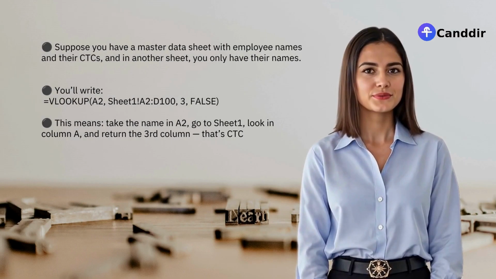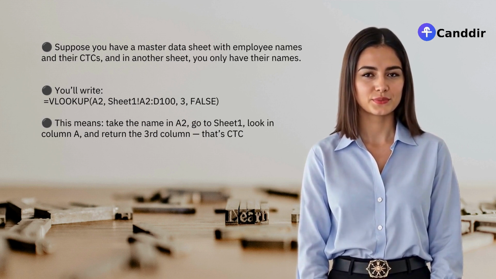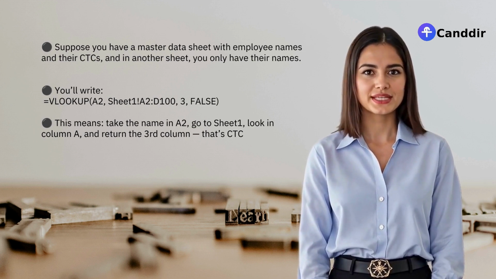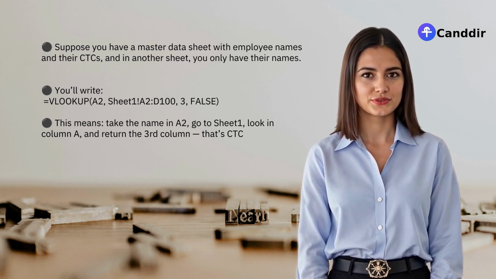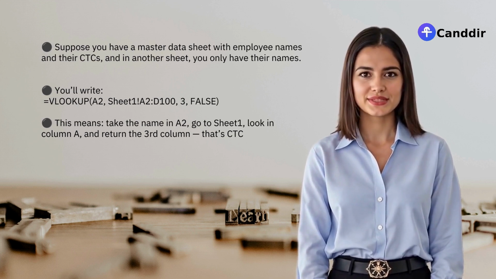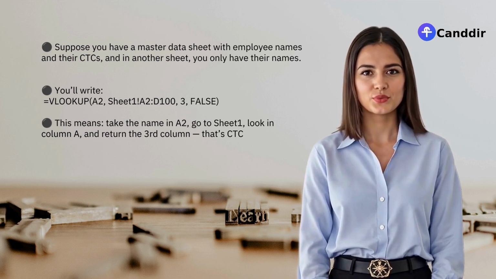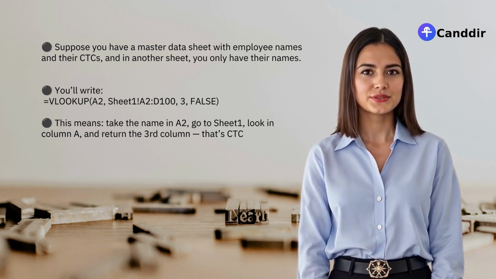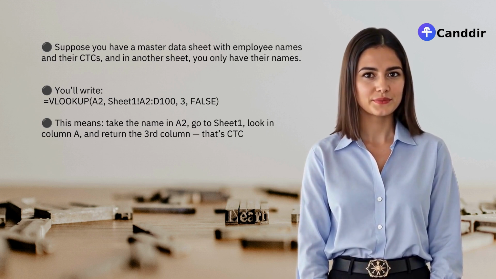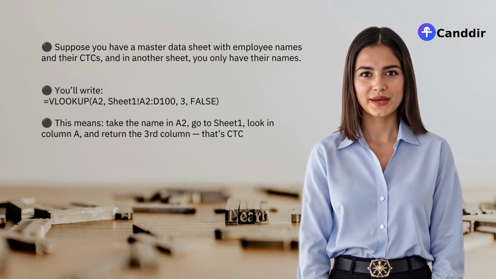Another function is VLOOKUP. The use case of this function is to fetch the CTC of an employee based on their name. Suppose you have a master data sheet with employee names and their CTCs, and in another sheet you only have their names. You'll write the function as shown on the screen. This means take the name in A2, go to Sheet1, look in column A, and return the third column. That's CTC. VLOOKUP is great for fetching DOJ, department, manager, etc. when matching from a master sheet.